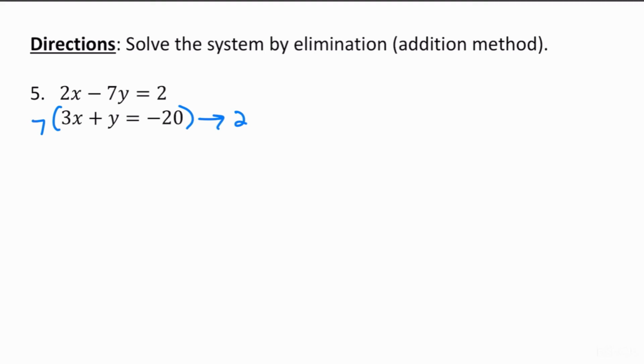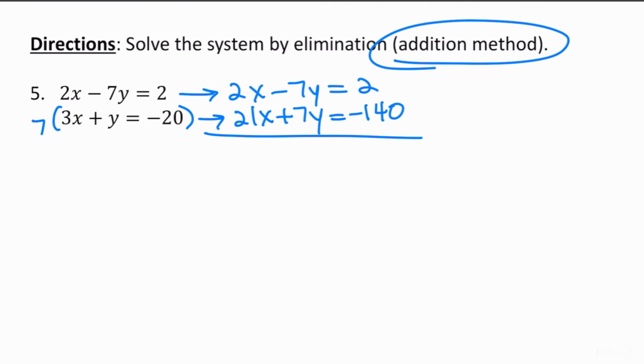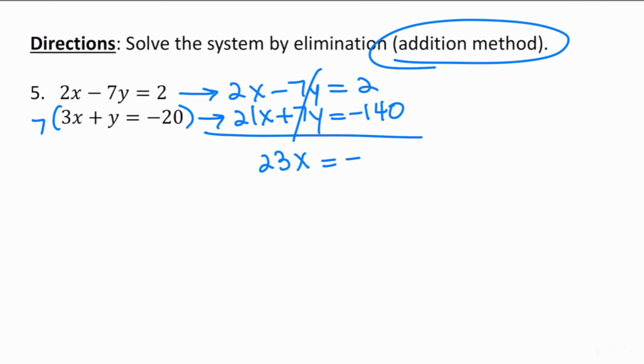This becomes 21x plus 7y equals -140. I'm going to rewrite the top equation, 2x minus 7y equals 2. Try to take careful attention to keep everything lined up, your x's, your y's, your equals, and your numbers. I draw a line because I'm going to be using the addition method to add the two equations together. They cancel. 2x plus 21x is 23x is equal to -138. I divide by 23 on both sides, and I get x is equal to -6.